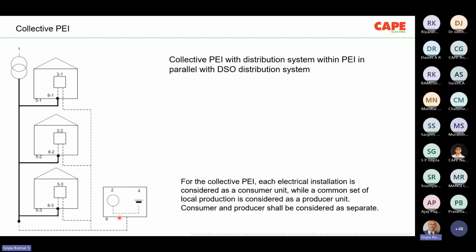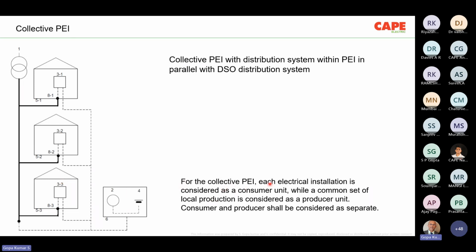These are also getting electricity from a parallel generation. So number 2 stands for, let's say, a solar PV and a battery system. They are also feeding power to the load in parallel. So each consumer may be getting a supply from the distribution company as well as from the localized generation. This is also called a collective PEI.